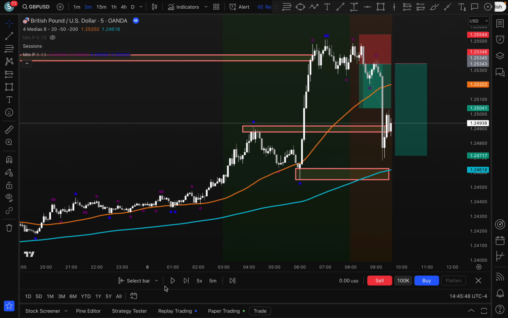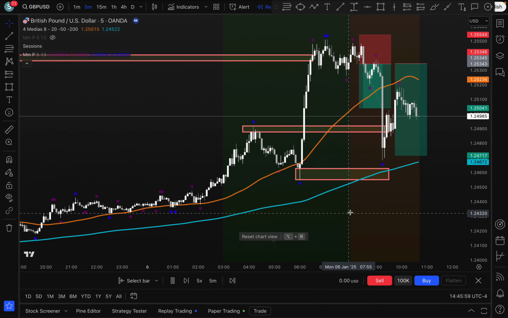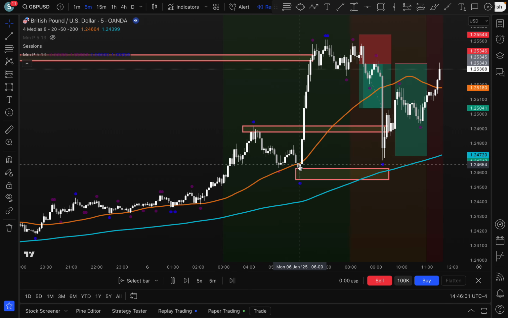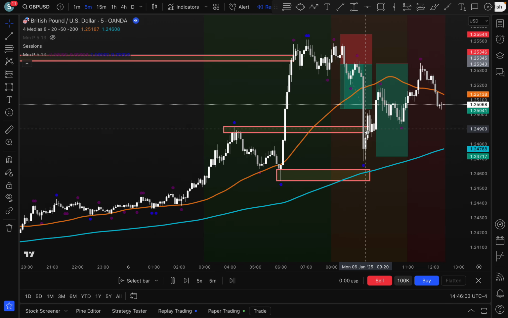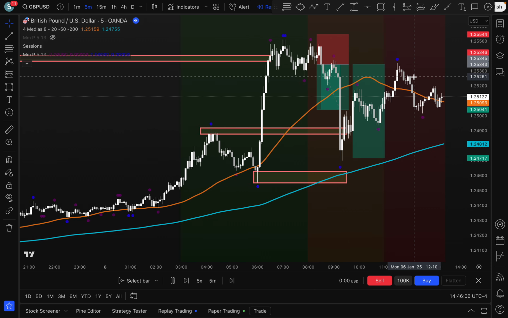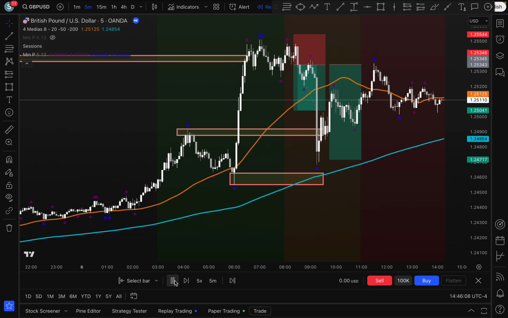But yeah, that's how I would have done that trade. And yeah, let's see what it did. So we did get some reaction off of the demand zone, and then we went up into our bullish movement.